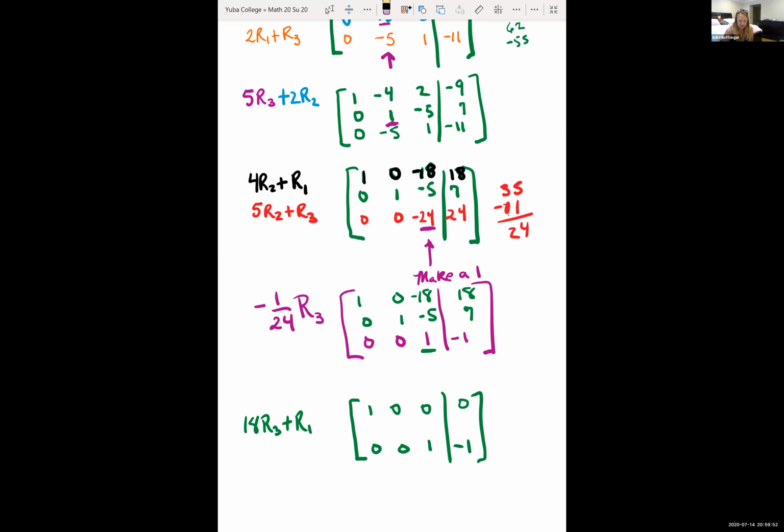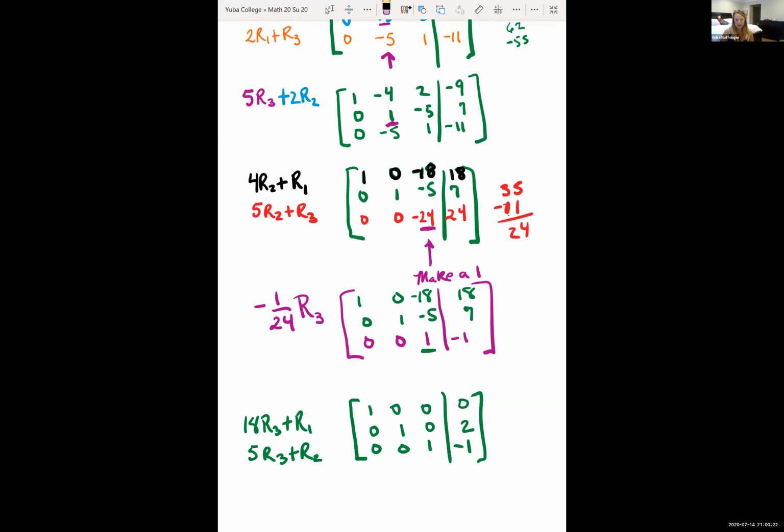Now let's get rid of this negative 5 in row 2. So 5 row 3 plus row 2. We'd have 0, 1. Well, 5 times 1 is 5, minus 5 is 0. 5 times negative 1 is negative 5, plus the 7 above is 2. So we did it. We got 1s in our main diagonal. We got 0s above and below.